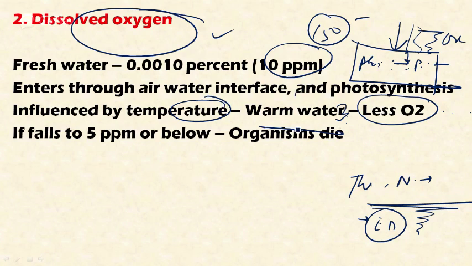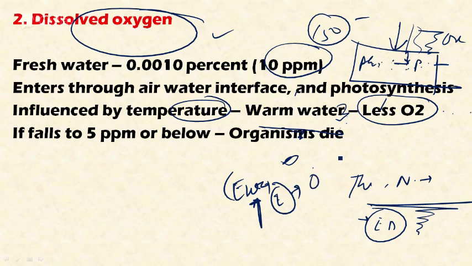Here the eutrophication I will discuss in the next video. Eutrophication is another important factor connected to this. This eutrophication results due to the reduction in the dissolved oxygen. I will discuss this later.